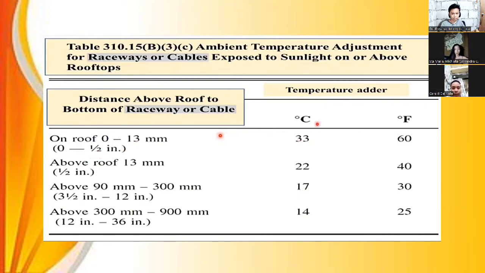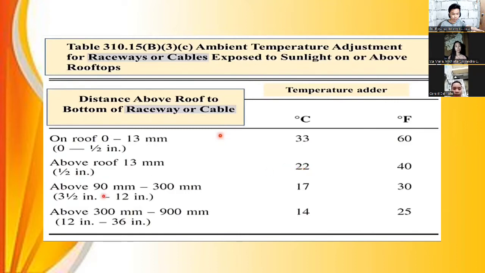So when it's on the roof, the distance above the roof of the raceway or cable is 0 to 13 millimeters, and the temperature adjustment is 33. The same goes for Fahrenheit. Here in 16, the second is above roof, 13 millimeters to 1/2 inches. So they are the same.